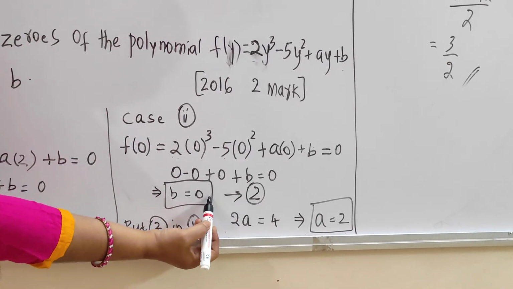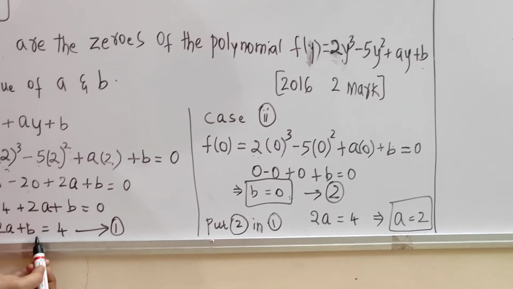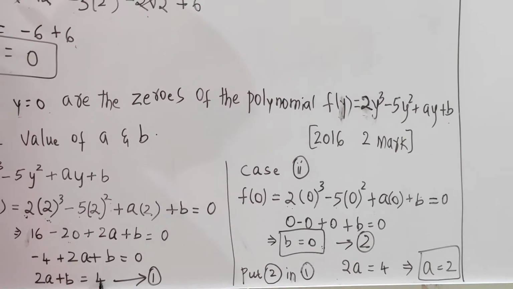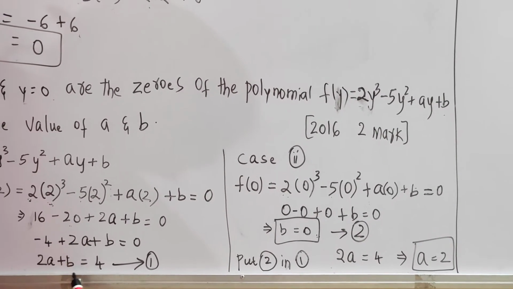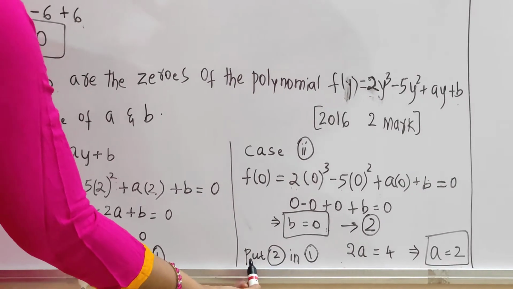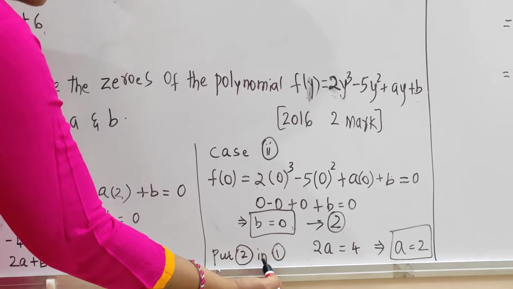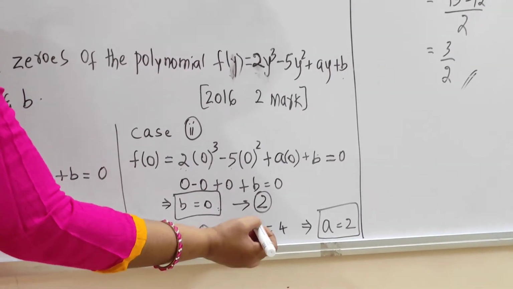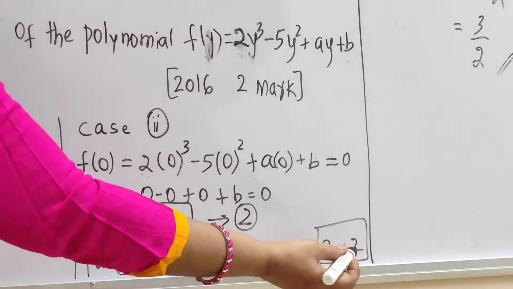Now I can use this value in equation 1. What do I have in equation 1? 2a plus b equal to 4. So with b becoming 0, 2a equal to 4. So you get 2a is equal to 4. When you cancel this and this, you get a is equal to 2.